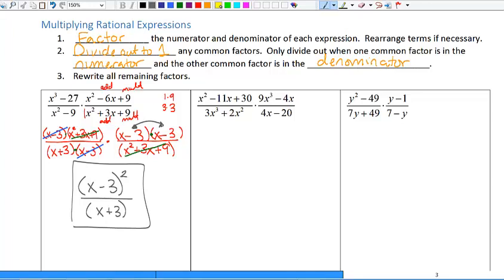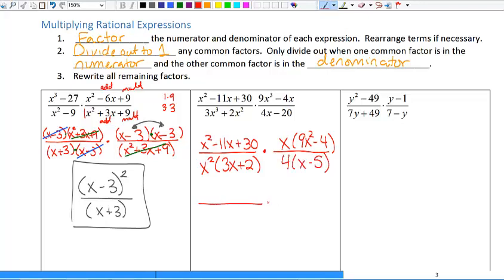On the next problem, it looks like I have some polynomials with GCFs. So the first thing I want to do is factor out any GCFs. There is no GCF in the first one, so for this step, I'm just going to leave it as is. I know I probably could have factored that, but I'll just come back to that later. On the denominator, I have a GCF of x squared, which leaves me with 3x plus 2. In the numerator of the second fraction, I have a GCF of x, which leaves me with 9x squared minus 4. And then in the denominator of the second fraction, I have a GCF of 4.